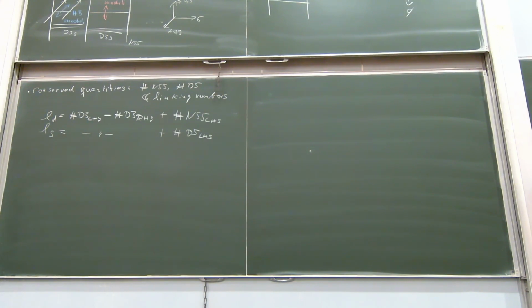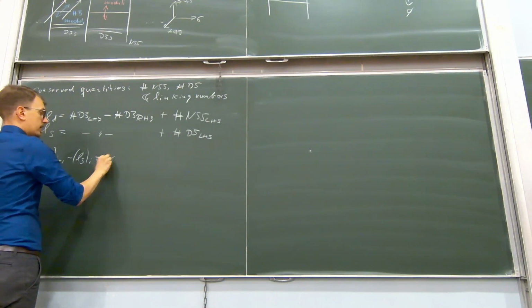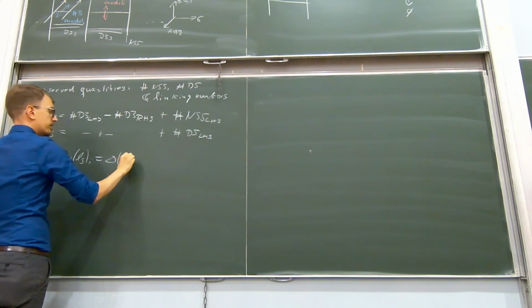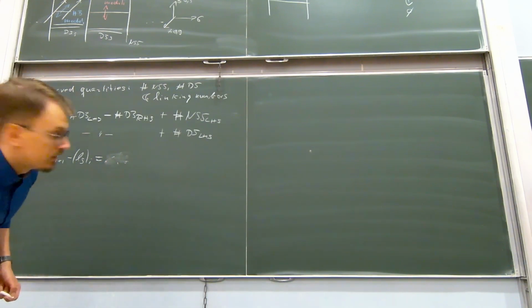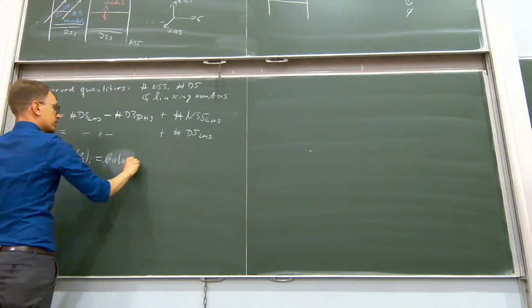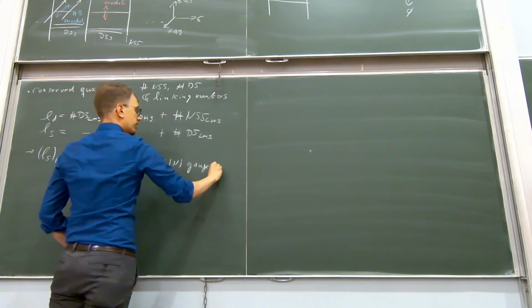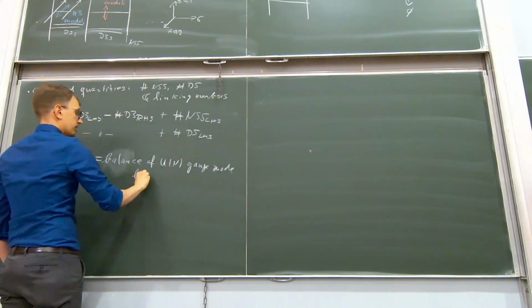And why am I telling you this? It's because there's a nice relation of the linking number of the NS branes. If I have two adjacent NS branes, then the difference between them gives me the balance of the U and H node between them.